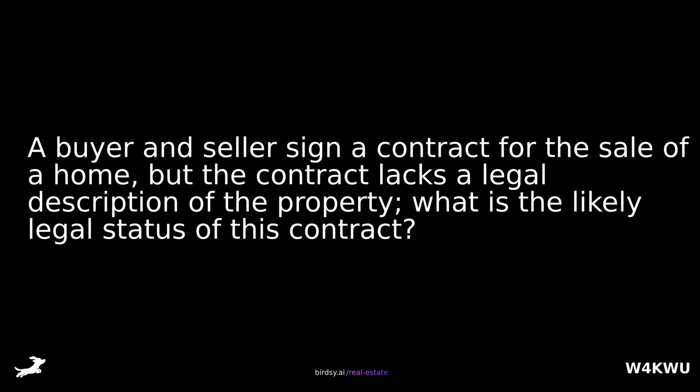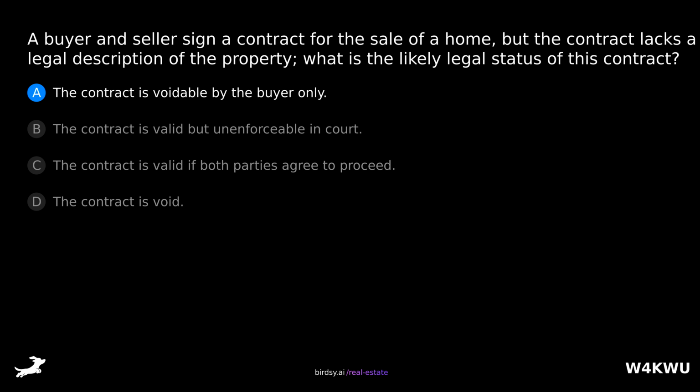A buyer and seller sign a contract for the sale of a home, but the contract lacks a legal description of the property. What is the likely legal status of this contract? Is it A, the contract is voidable by the buyer only? B, the contract is valid but unenforceable in court? C, the contract is valid if both parties agree to proceed? Or D, the contract is void? The correct answer is D, the contract is void.